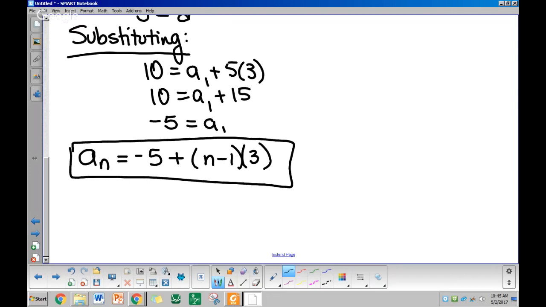So those are pretty easy, right? And then we can find a sub 35 equals -5 plus the 34 times 3. And what does this give us? That's 97.